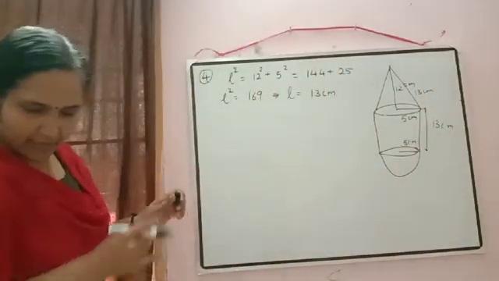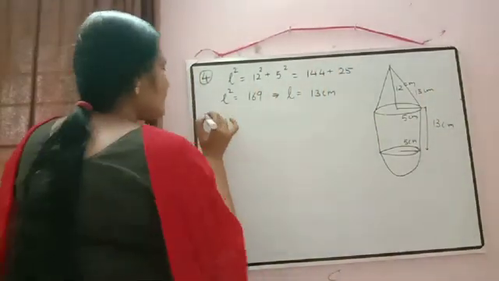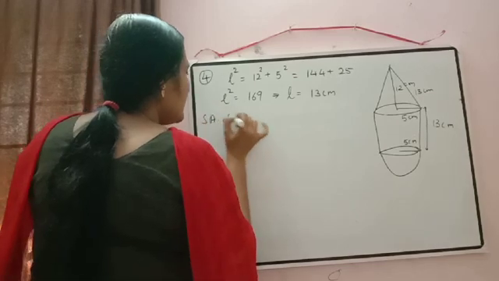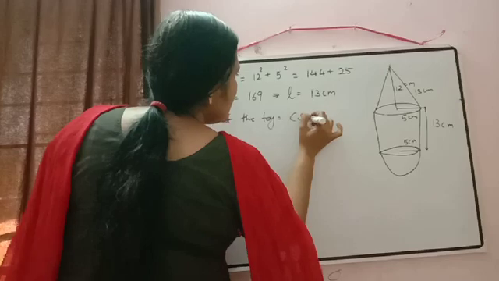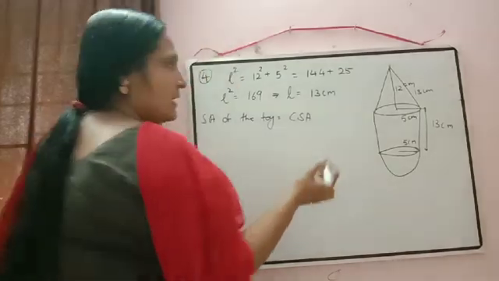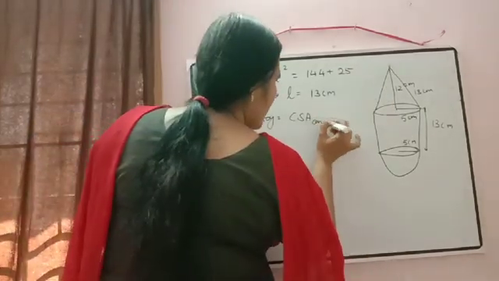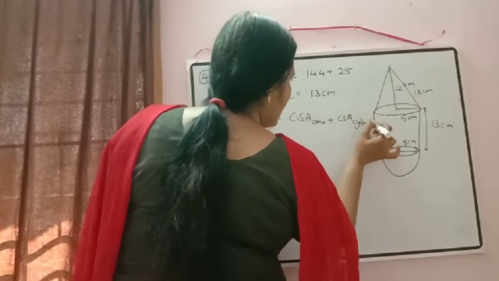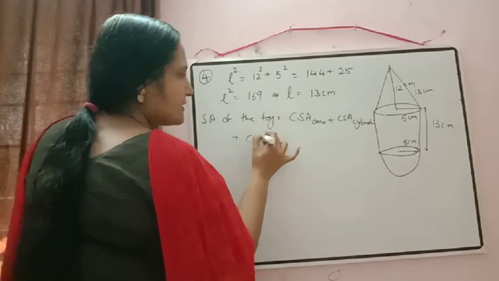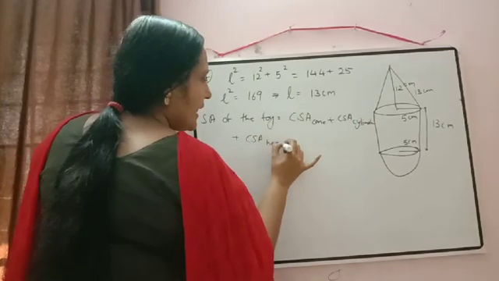Now directly we can write down the surface area of the toy. Surface area of the toy is equal to curved surface area of cone plus curved surface area of cylinder plus curved surface area of hemisphere.